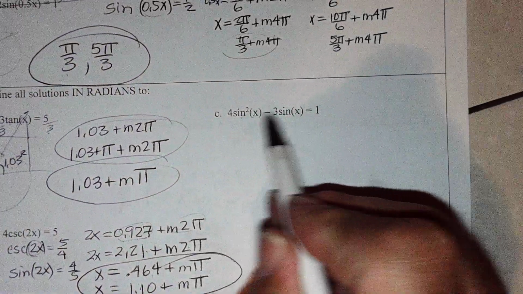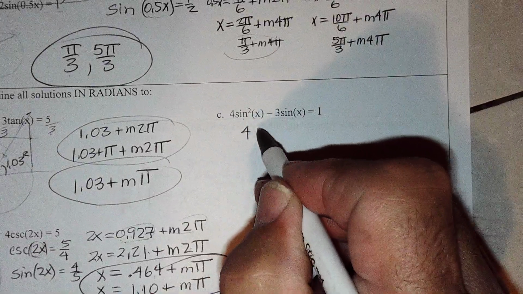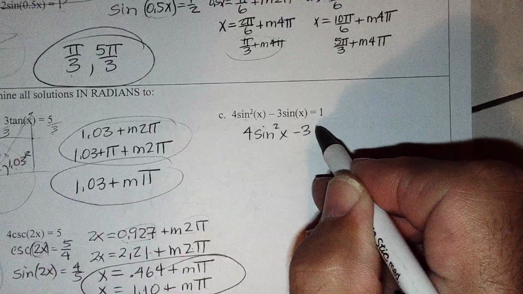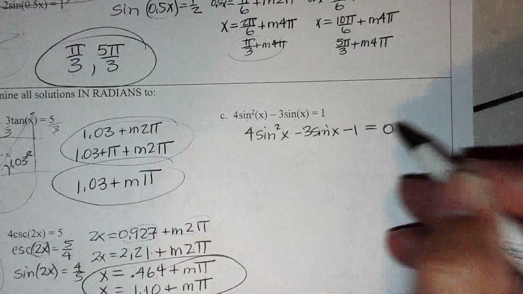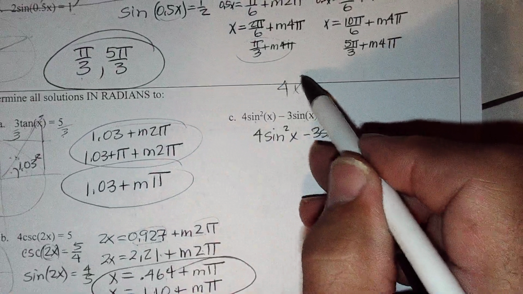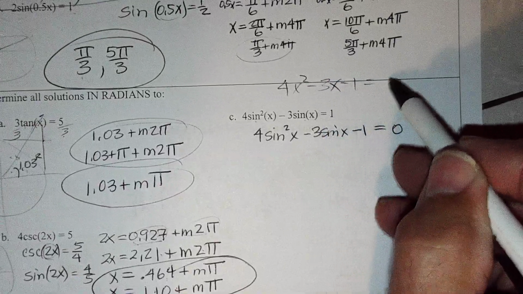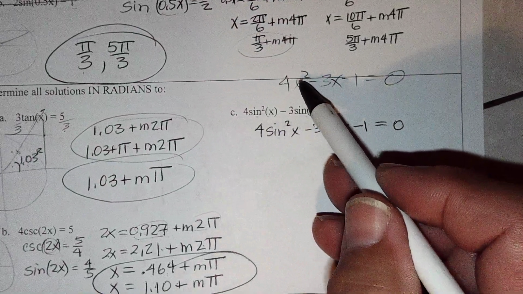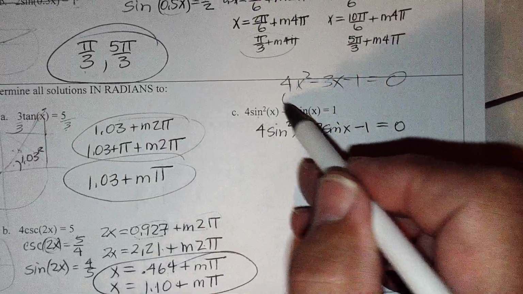Now this one looks like a quadratic, so I'm going to subtract the 1 over, and I'm going to say it's 4 sine squared x minus 3 sine x minus 1 equals 0. This looks to me like 4x squared minus 3x minus 1 equals 0. That's what I'm seeing. Sine x is like an x. It's an unknown.